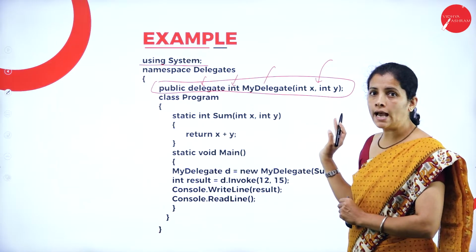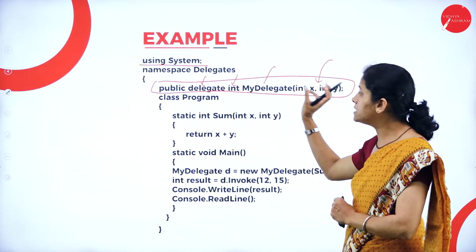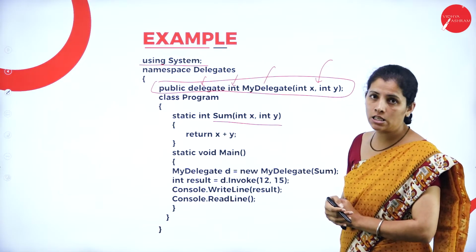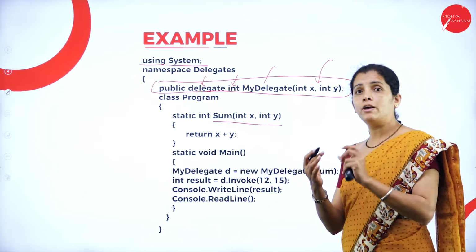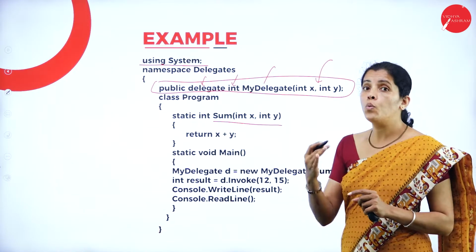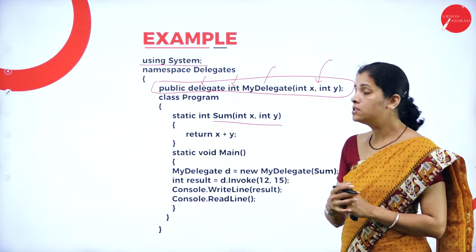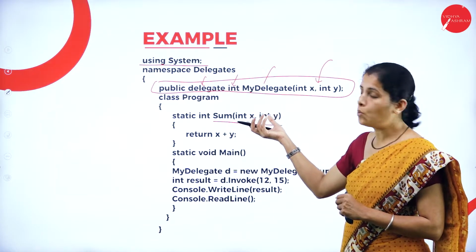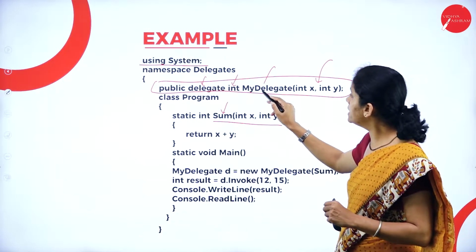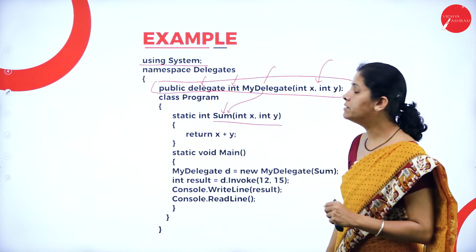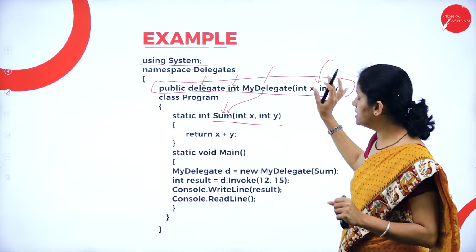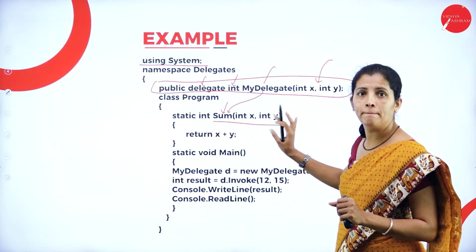So dear student, as I discussed, the delegate signature must be same as my method signature. Why? Because I want to create the reference. Okay. For what am I going to create the reference? To my method. So what is the method here? Sum. Now this delegate is going to refer to this sum.